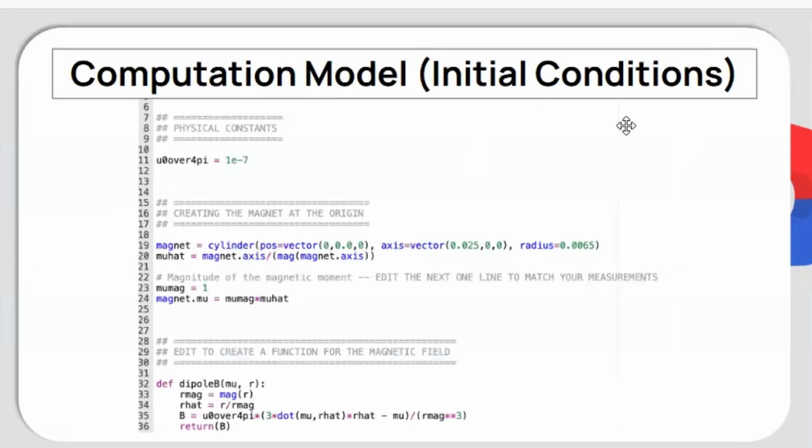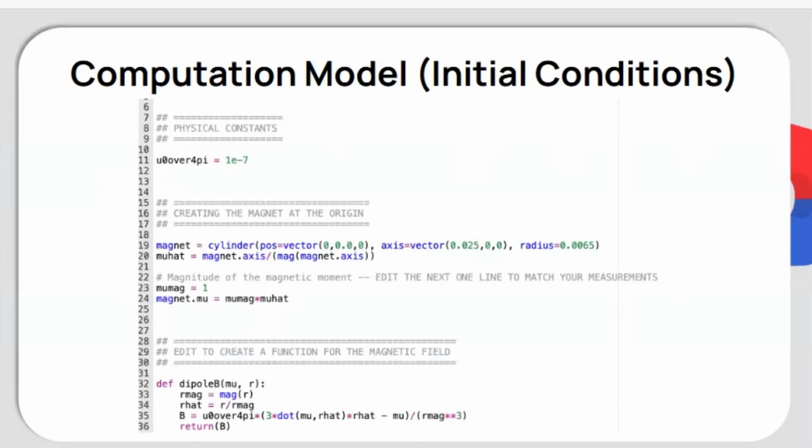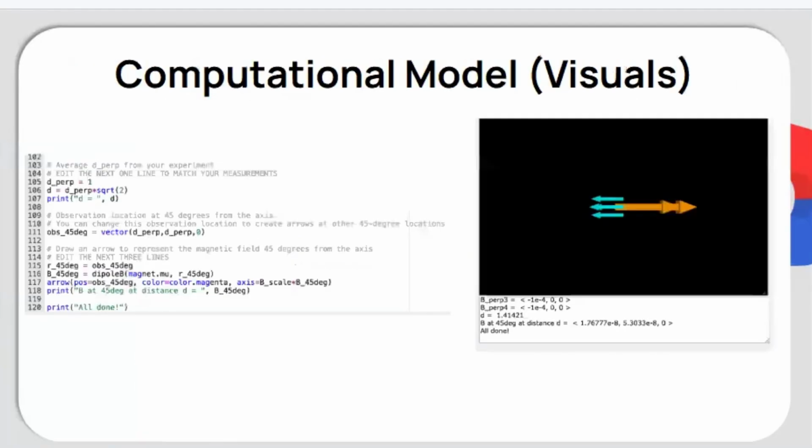This is the code for our computational model, and these are the initial conditions. For the computational model, we defined mu naught over 4 pi equal to 1 times 10 to the -7, placed the bar magnet at the origin, and assigned it a magnetic dipole moment of 3.61 A times m squared directed along the positive x-axis. We then created a dipole B function to calculate the magnetic field at any observed point. This allowed the magnetic field to be visualized for on-axis, off-axis, and 45-degree positions.